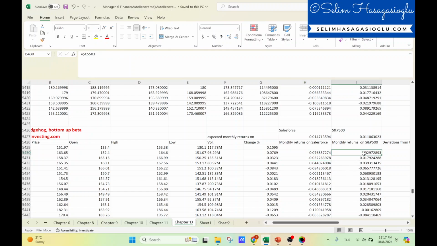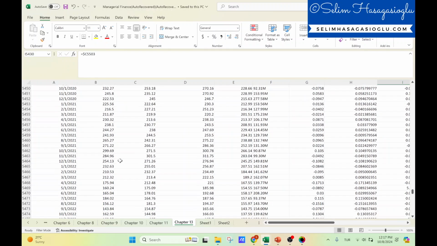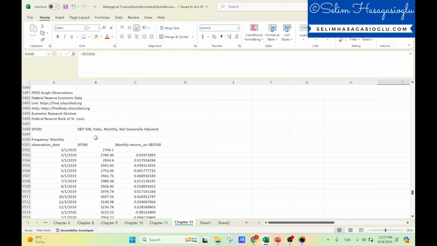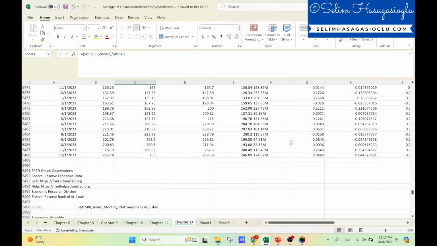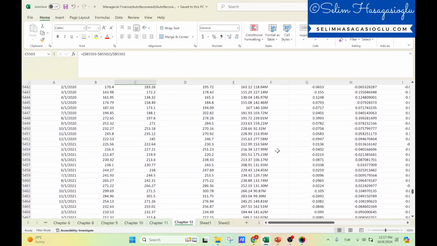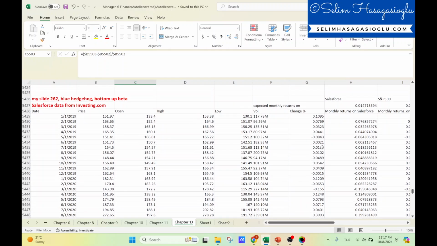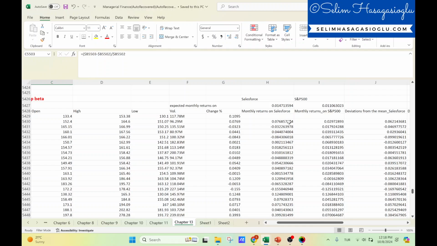Then of course you need the monthly returns on the market portfolio, which is the S&P 500. The index values for the S&P 500 will come from the FRED database. We have the index values in here. Last value minus initial value divided by the initial value. This is the monthly returns on the S&P 500. I moved these values to a column next to the column in which I calculated the monthly returns on Salesforce. I just put the monthly returns on the market portfolio in here.